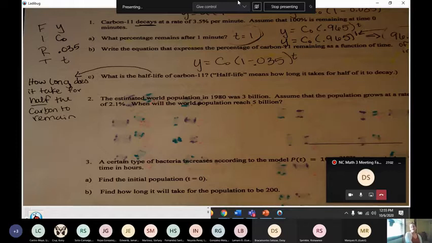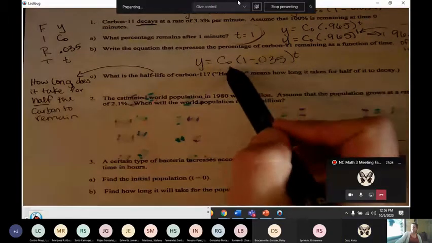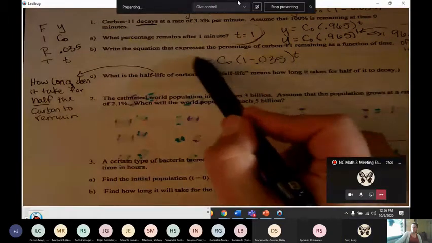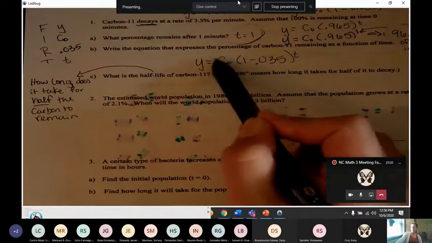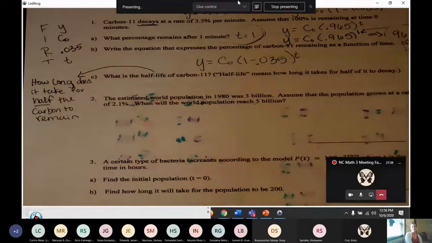So does anybody have any idea what I should use to replace my Y to represent half of my initial amount of carbon being used? Would it be 50? Yeah, so it's not going to be just 50. We want 50% of the initial amount. So what fraction can I multiply by C0 to show that I'm having 50% of my initial amount?